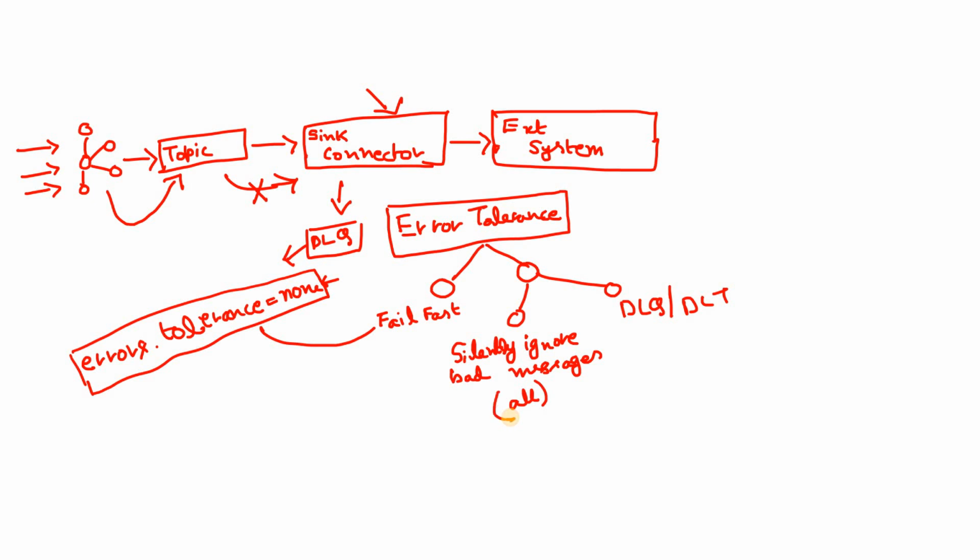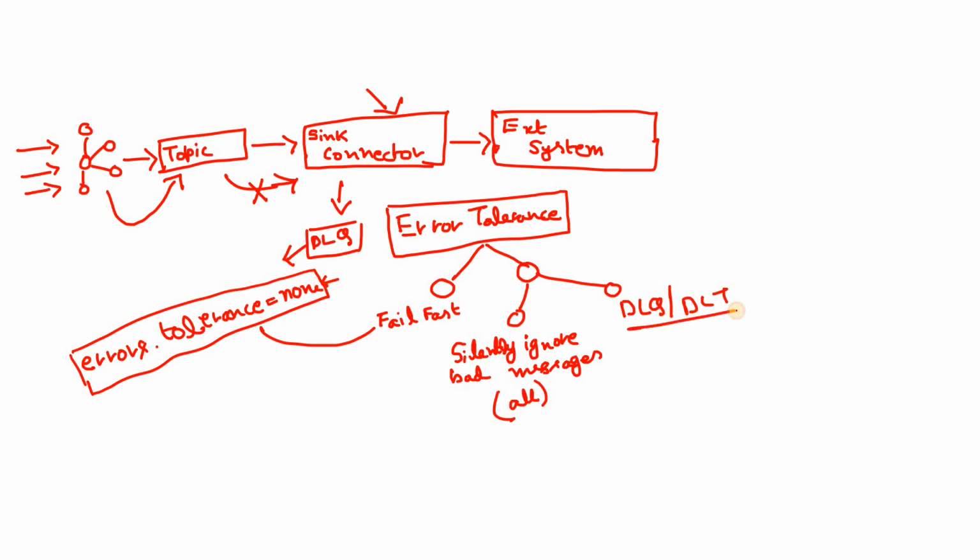Okay. That is, whatever number of bad messages are coming, let it come, no problem. Our connector will not fail. Our connector will only take the good messages or correct data and write to the external system. It will simply ignore the corrupted or bad messages. So in case of silently ignoring bad messages, you can just configure error.tolerance equal to none. That's all. Because we are not at all bothered about the bad data or bad messages.